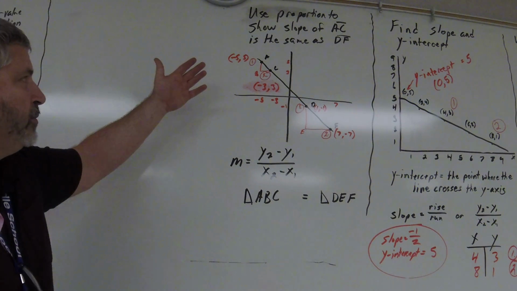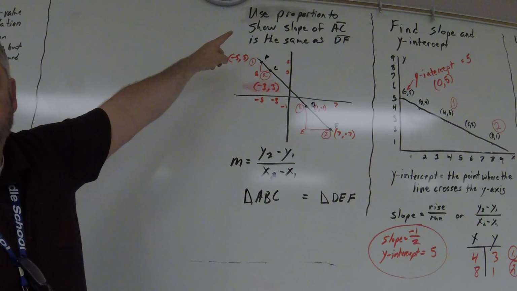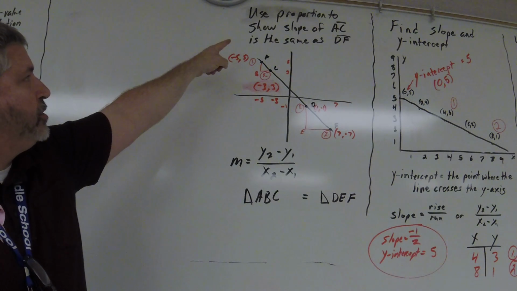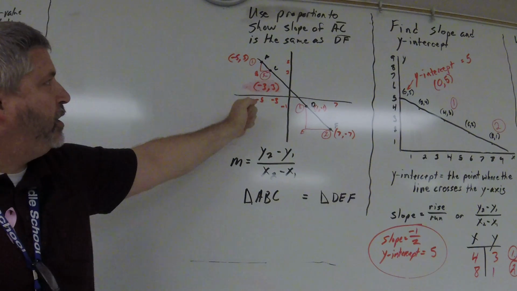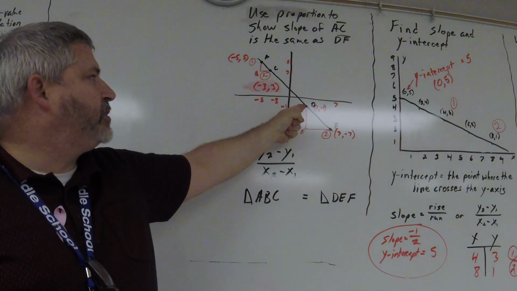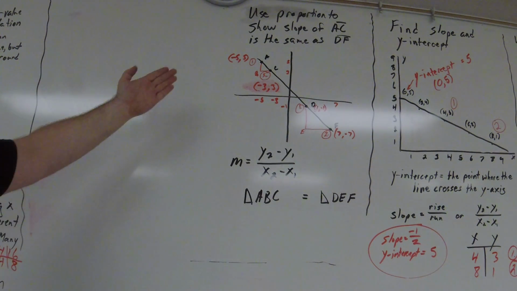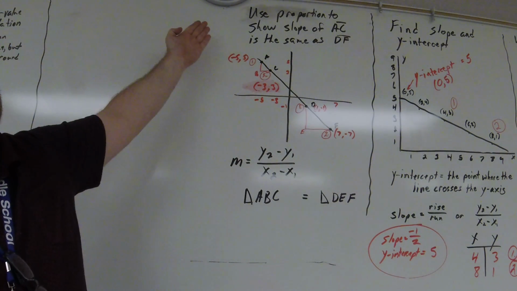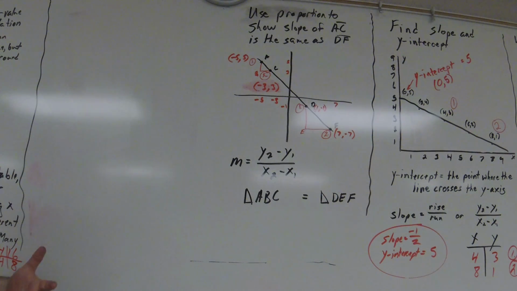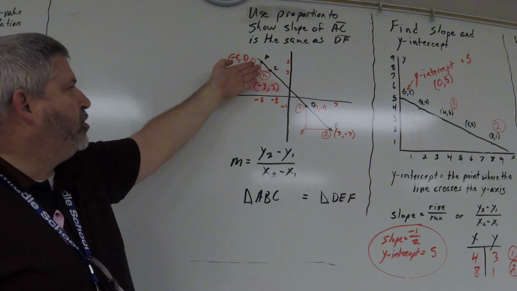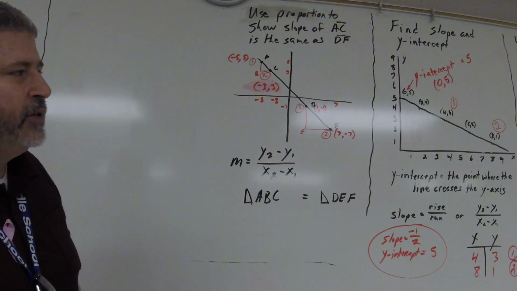Here we have another problem type where we use similar triangles. So we're going to use the proportion idea to show the slope of the line segment between A and C is the same as the slope of the line segment between D and F. Because this is a line, all along that line the slope stays the same. Now we want to show that the slope at these two parts of the line are the same.